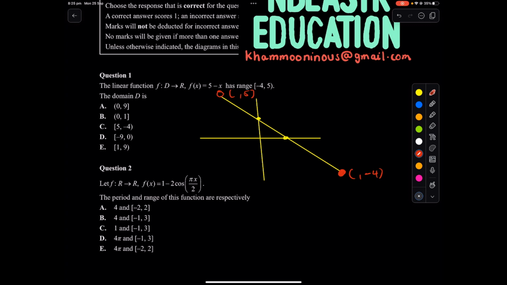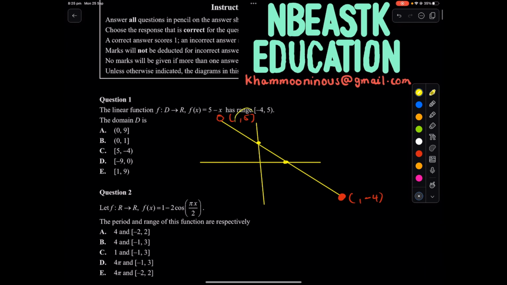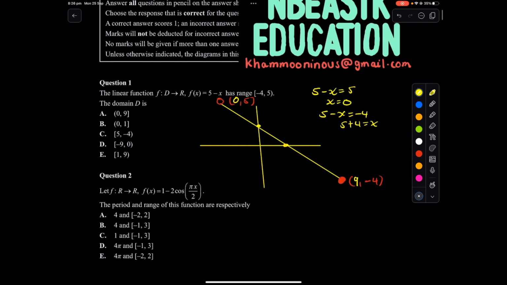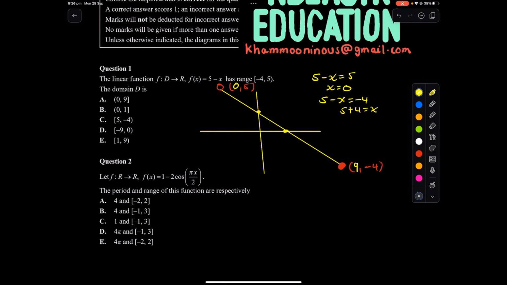So the way that I'll calculate the coordinates is, for example, for this one, I'm just going to let 5 minus x equal 5. So x equals 0. So this is actually supposed to be 0, so put a 0 over here. What about the other one? So it's 5 minus x equals -4. 5 plus 4, so x equals 9. So this is 9. So our actual domain, because it's an open circle, is from 0 to 9 inclusive. So choose A.